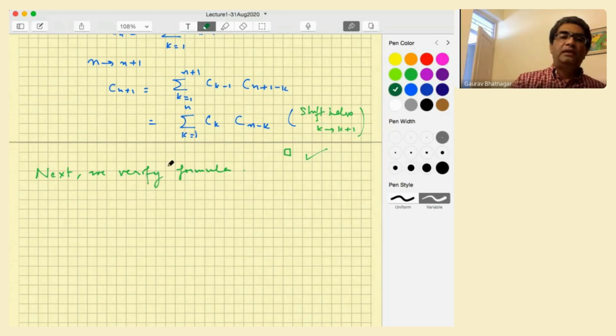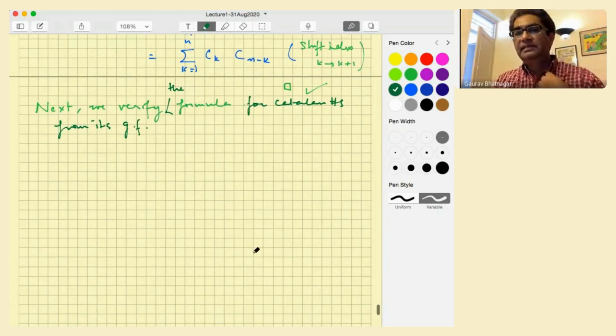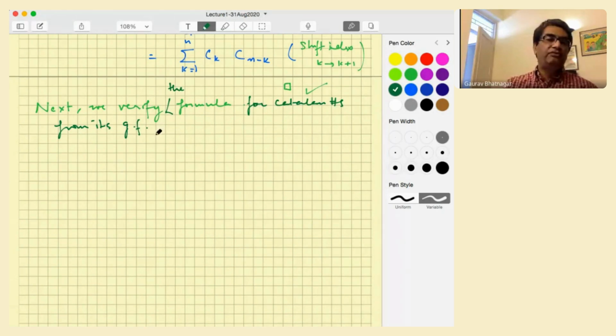Verify the formula for Catalan numbers from its generating function. And the reason I'm doing that is because this is a common thing. I mean, one has to do a lot of this kind of calculation in this business.